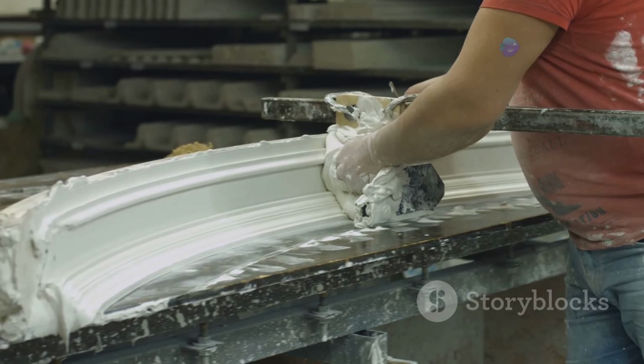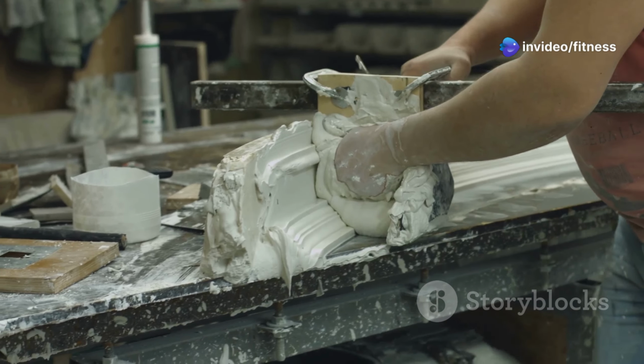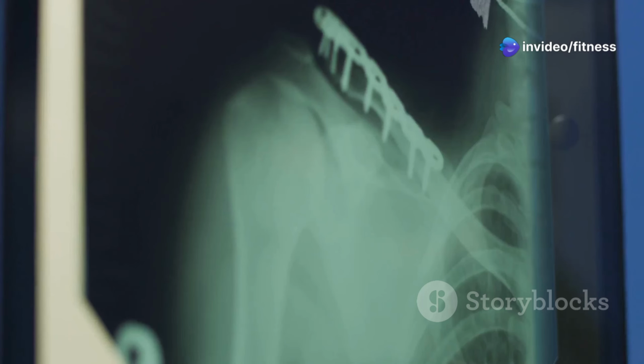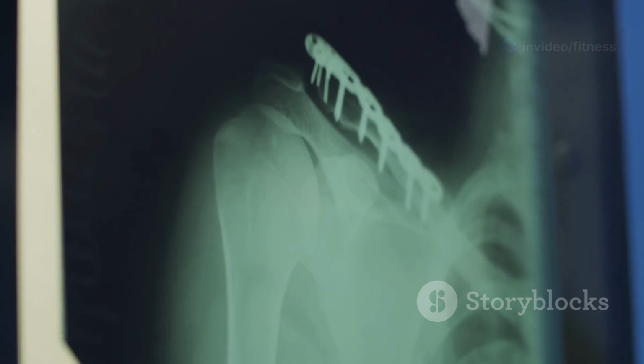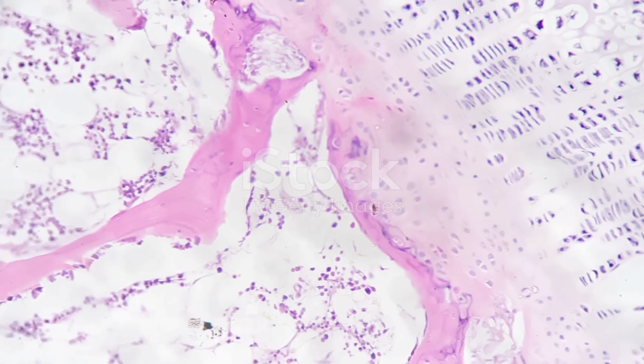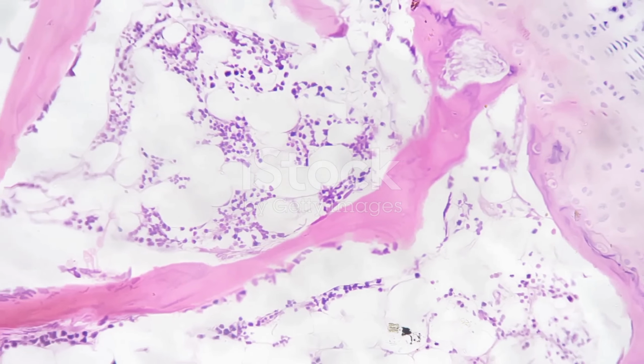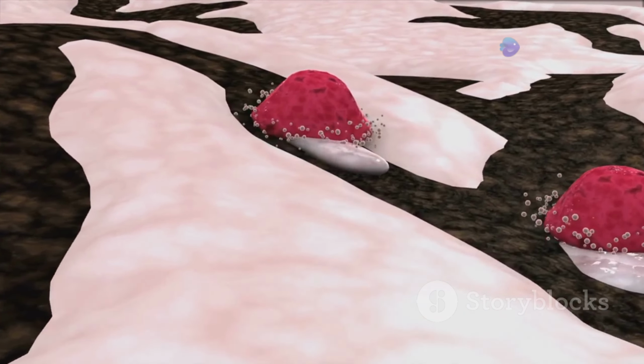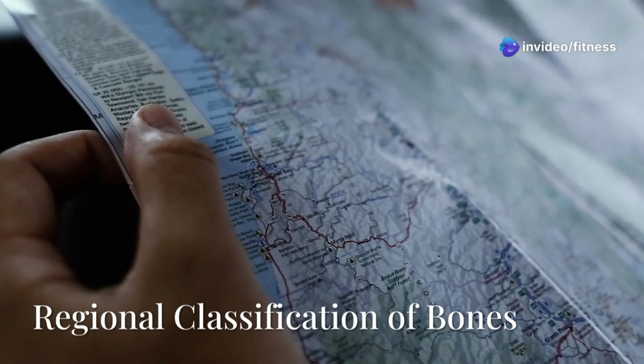Endochondral ossification, on the other hand, is like creating a mold and then replacing it with bone. Most bones in the body, including long bones like the femur and humerus, form through this process. Initially, a cartilage model of the bone is formed. This cartilage is gradually replaced by bone tissue over time.